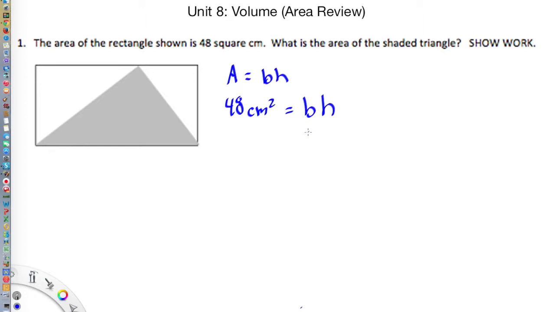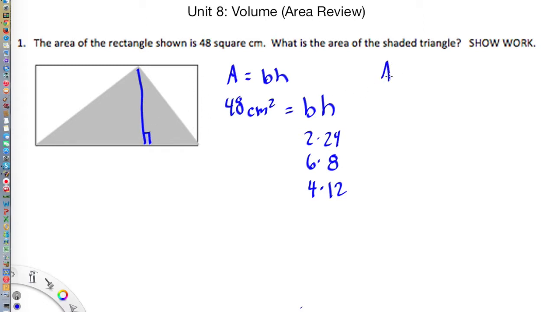Now, I could have numerous combinations. I could have 2 and 24. I could have 6 and 8. 2 times 24 is 48. 6 times 8 is also 48. I could have 4 times 12. It doesn't really matter because I know that this triangle is going to have the same base as the rectangle, and if I drop a perpendicular line, it's going to be equal to the height of the rectangle as well.